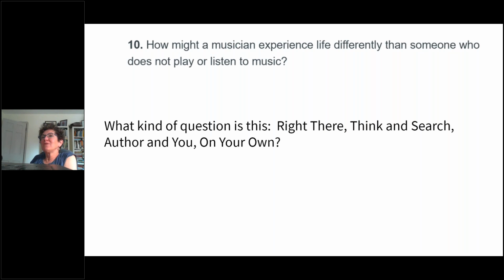Beautiful. So someone who has some musical background might have more doors open to them in getting into college, and in what their careers are like. And something that you said was very interesting, that music can change a person. So how can you tie that in to how a musician might experience life differently than someone who does not play or listen to music?